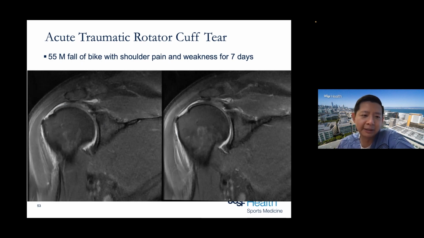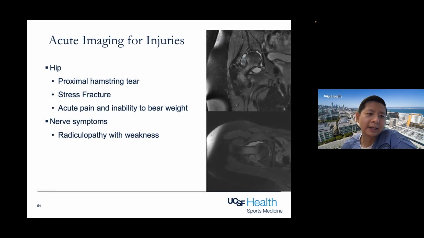Okay, so for instance, here there's a 55-year-old male who fell off a bike with pain and weakness for 7 days. We're not going to put him in PT. This patient had an acute traumatic rotator cuff tear, so we needed to get that MRI ASAP because he needs an urgent procedure. Other things, like in the hips, you could get a proximal hamstring tear where there's a lot of bruising.